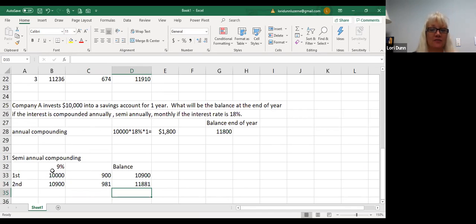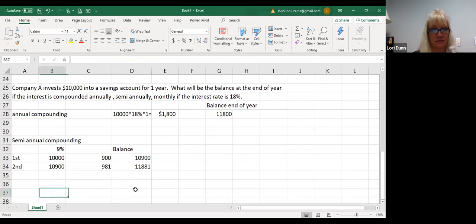So take a look. When you compound more often during the year, you earn more interest. Once a year, $1,800. Twice a year, $1,881 is the total interest. Are there any questions on that? I don't know if I could do all 12 months. I'll probably kill my computer. I probably could if I set up a few quick calculations.